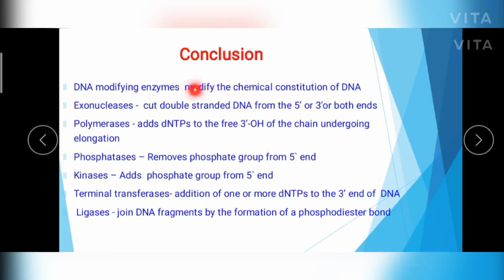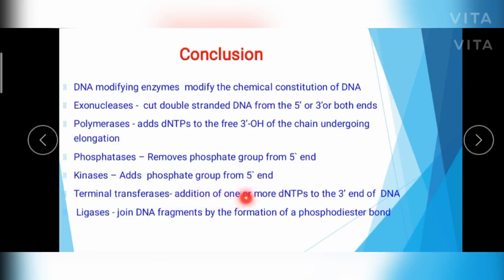So coming to the conclusion, the DNA modifying enzymes which we have studied modify the chemical constitution of the DNA by addition or removal of functional groups, or by gain or loss of covalent bonds. The exonucleases cut the double stranded DNA from the 5' end or the 3' end or both ends. The polymerases add dNTPs to the free 3' hydroxyl group of the chain, thereby you can extend the chain. The phosphatases remove the phosphate group from the 5' end. And the kinases add the phosphate group to the 5' end.